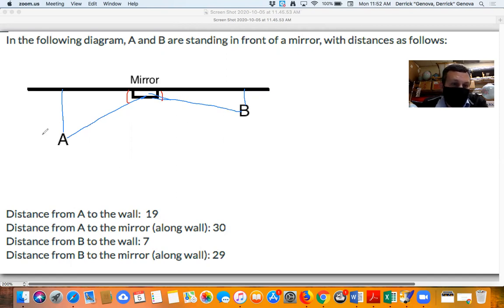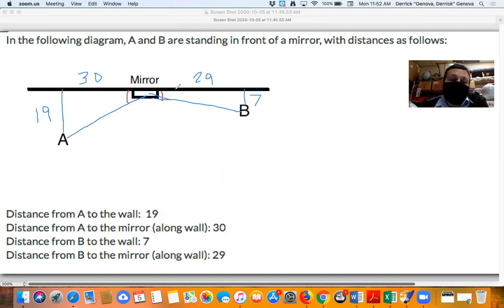So what do we have here? A to the wall is a distance of 19 units. And A along the mirror is 30. And B to the wall is 7. And this is 29. So if these triangles are proportional, if they're similar, then these angles will be the same.